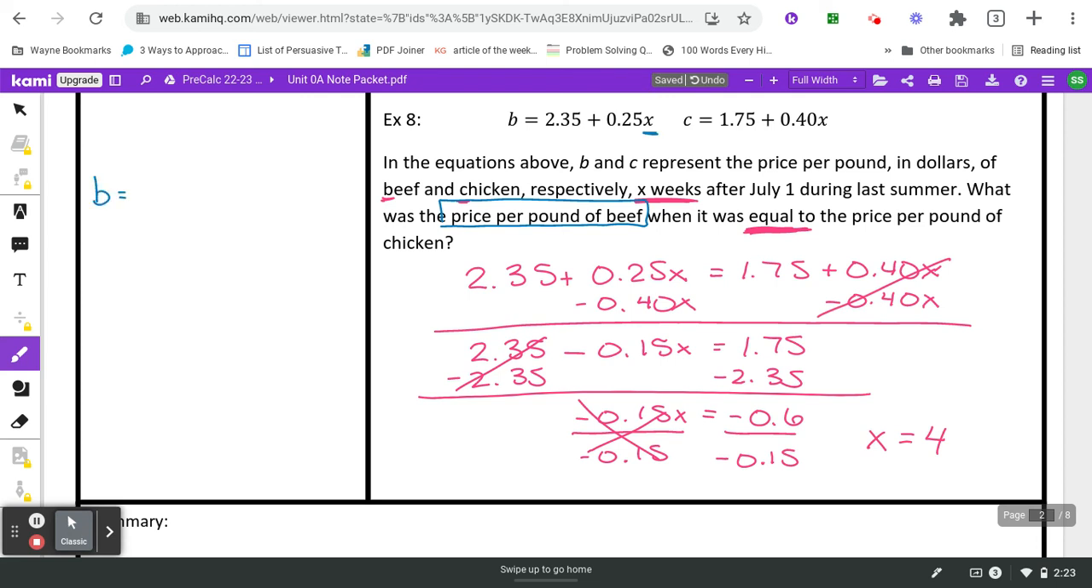And that's going to get us our price per beef, $2.35 plus 0.25 times 4. We'll use our calculator. Make sure you do multiplication first before you add, especially if you're using a phone calculator. If you're using the calculator on your Chromebook, like the graphing calculators we have in class, you can just type that all in there. And that's going to get you $3.35 per pound of beef.